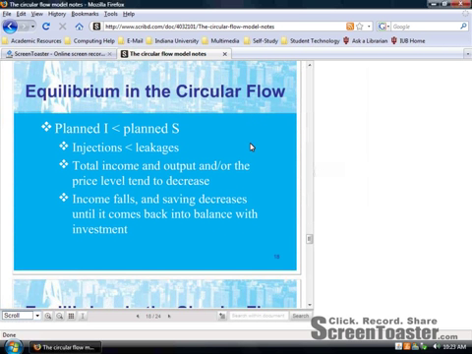Equilibrium in the circular flow. Planned I is less than planned S. Injections are less than leakages. Total income and output and/or the price level tend to decrease. Income falls and saving decreases until it comes back into balance with investment.